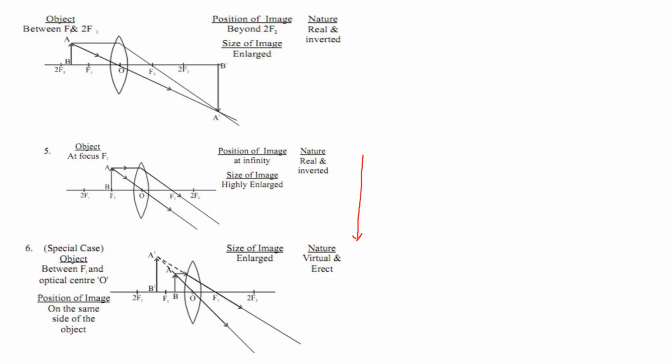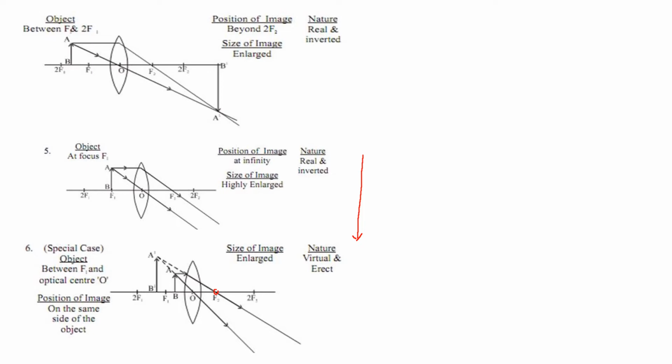Let's take the first ray, which is parallel to the principal axis. After refraction it will go through the principal focus. This is my principal focus. So after refraction it is going through the principal focus, right? Now let's take the second ray. This is my second ray, passing straight through the optical center. As you can see, these two rays are diverging. They are going to diverge more and more as they go further. They will never meet at any point.